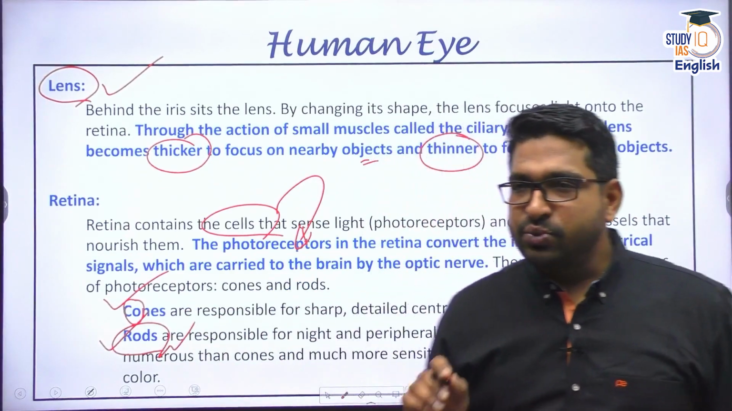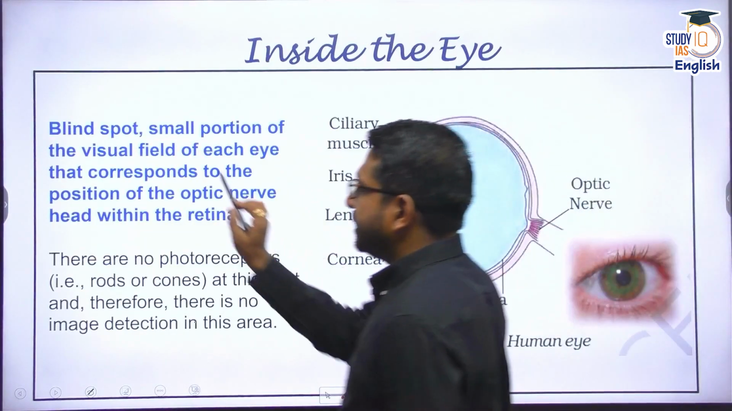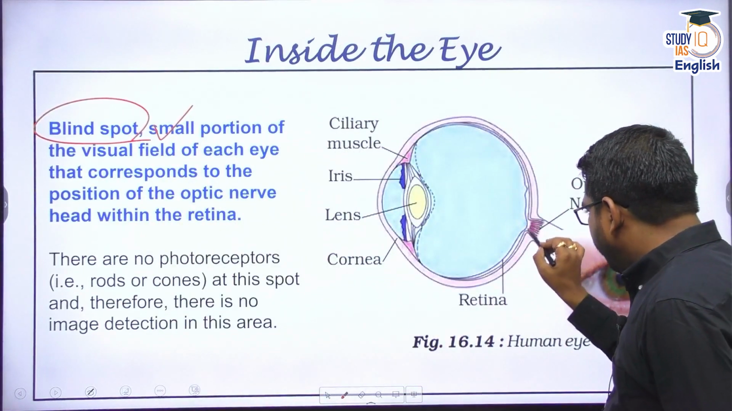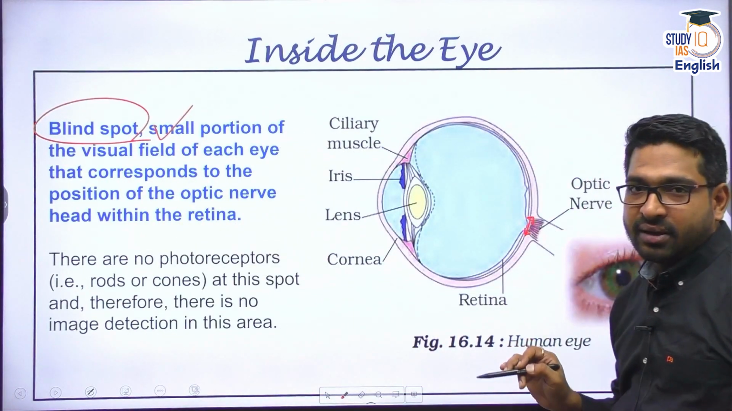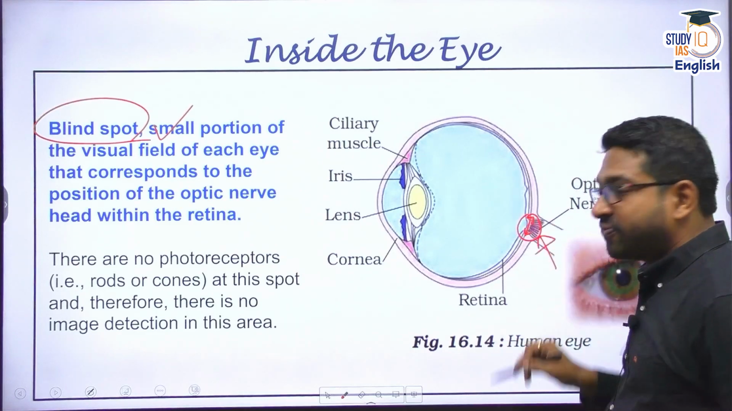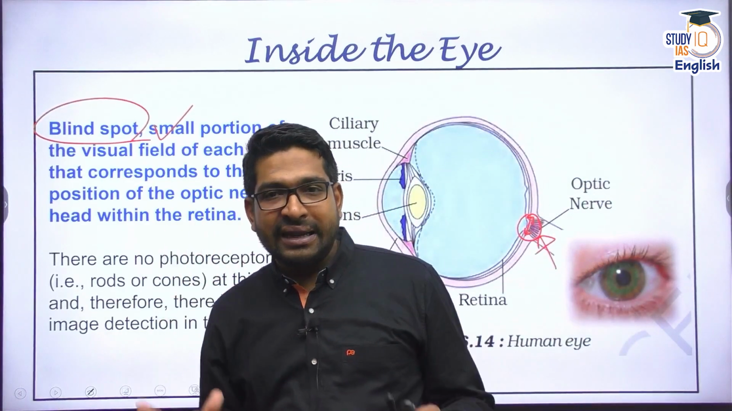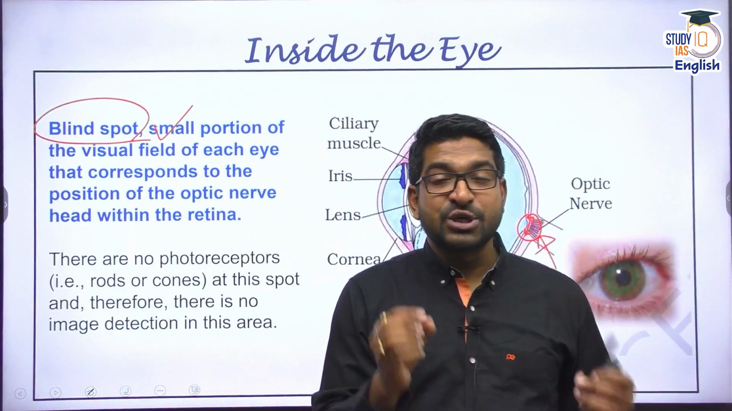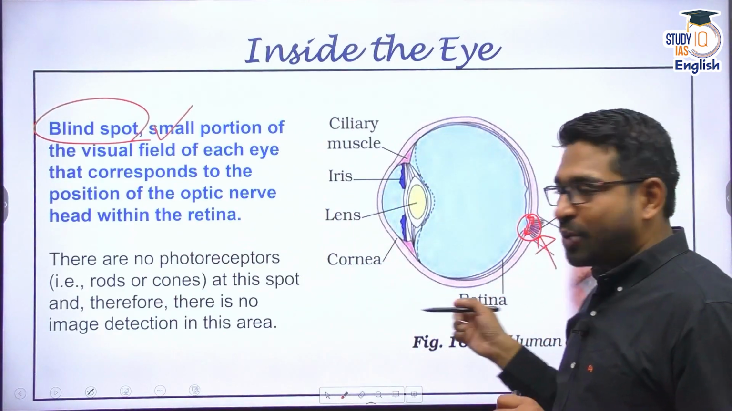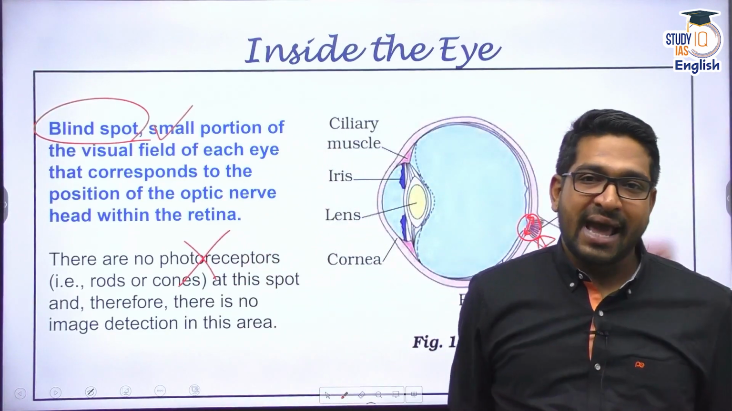Now, apart from this, you need to remember that there is one particular blind spot in our retina. This blind spot is where the optic nerve connects with the retina. And that's why at this particular spot, no image is formed. That's why there is a certain point in my retina where I cannot see the image, because at this point the optic nerve is connected. So at this optic nerve, there are no photoreceptors, and that's why there is no image detection as well.